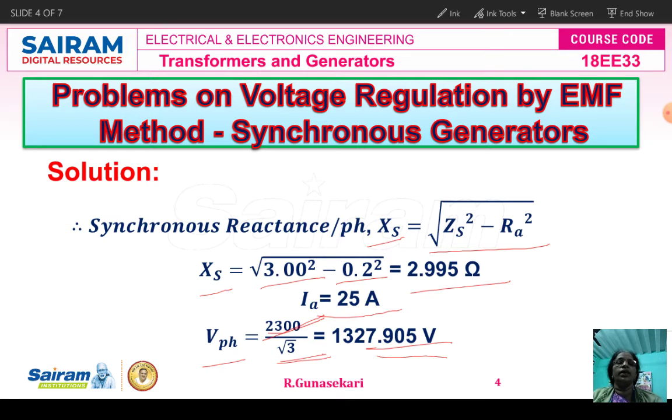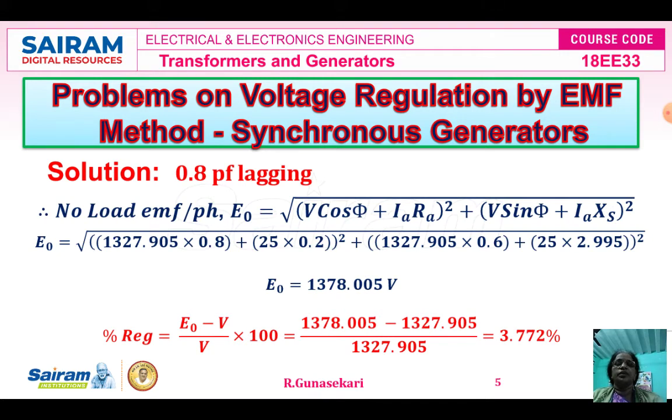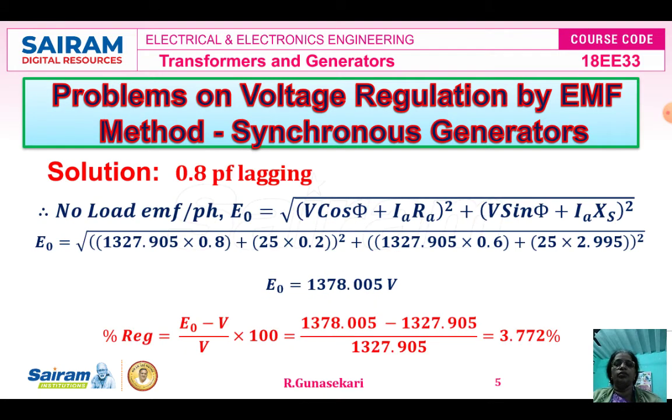Now we calculate the voltage regulation for lagging power factor. The power factor is 0.8. What does 0.8 mean? 0.8 is the cos phi value.